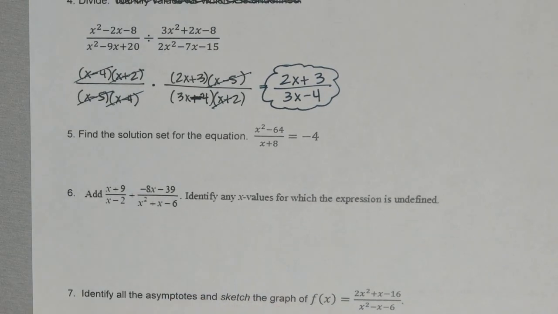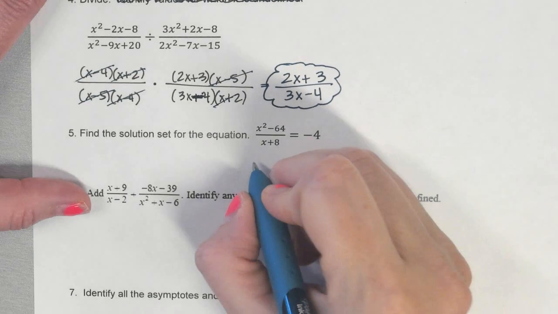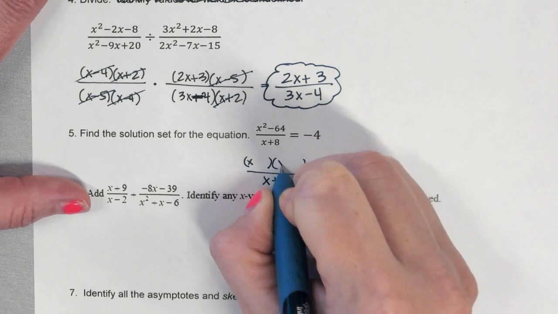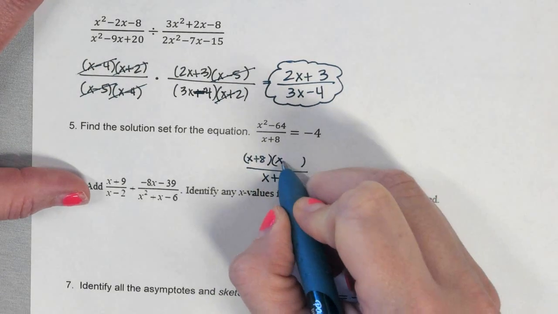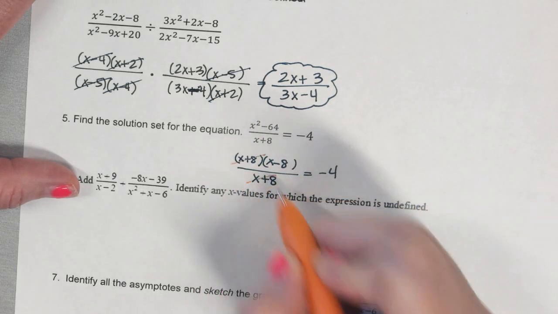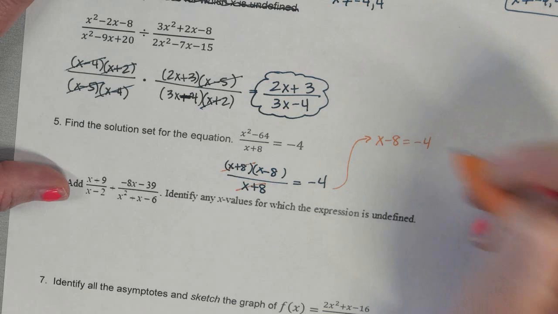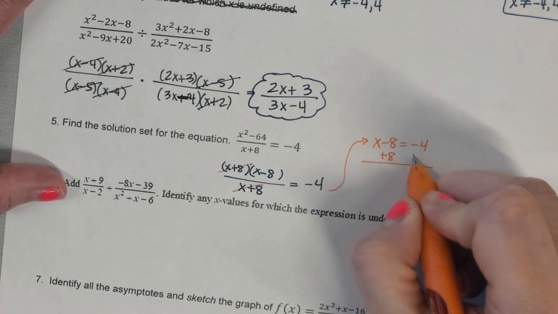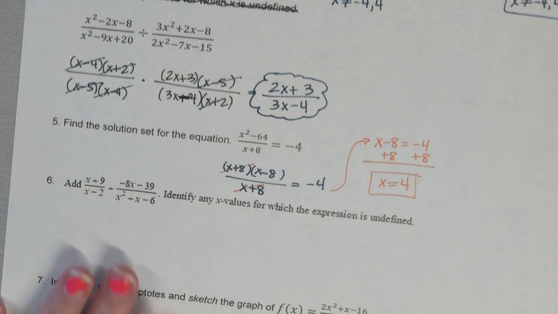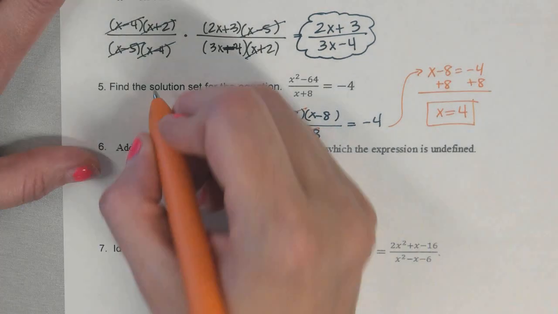Alright, and then number 5, find the solution set for the equation. You are just going to find the solution. Again, you have to factor. So the numerator is the difference of 2 squares. It'll be x plus 8 times x minus 8. That does cancel out, x plus 8 and x plus 8. So you are left with x minus 8 equals negative 4. All you need to do to solve is add 8 to both sides. So x equals 4 is your solution. Okay, so 4 would be your solution set there. So it's just 4.